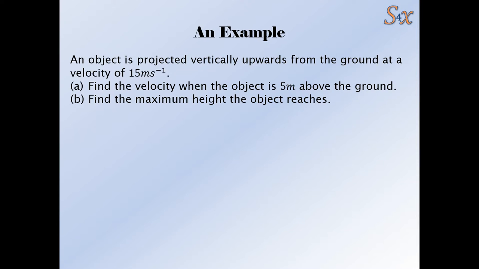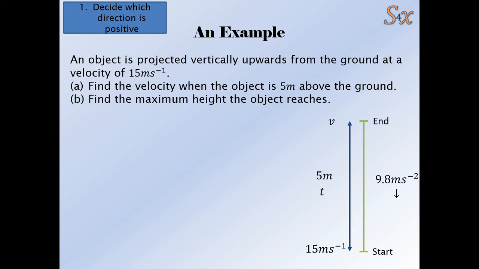So we'll deal with part A first. Decide which direction is positive. Well, let's draw it out. This time the ball's actually going upwards. It starts at the ground down here and it goes up to 5 meters above the ground. Okay, we're looking for the velocity when the object is 5 meters above the ground, so we're taking our end to be when the ball is 5 meters above ground, or 5 meters above the start.